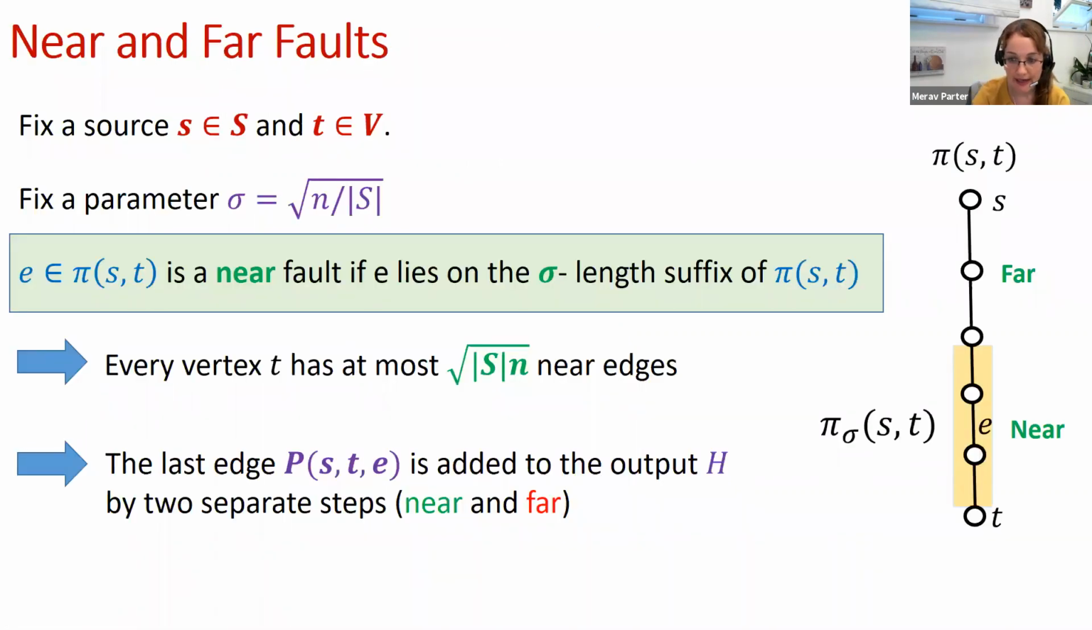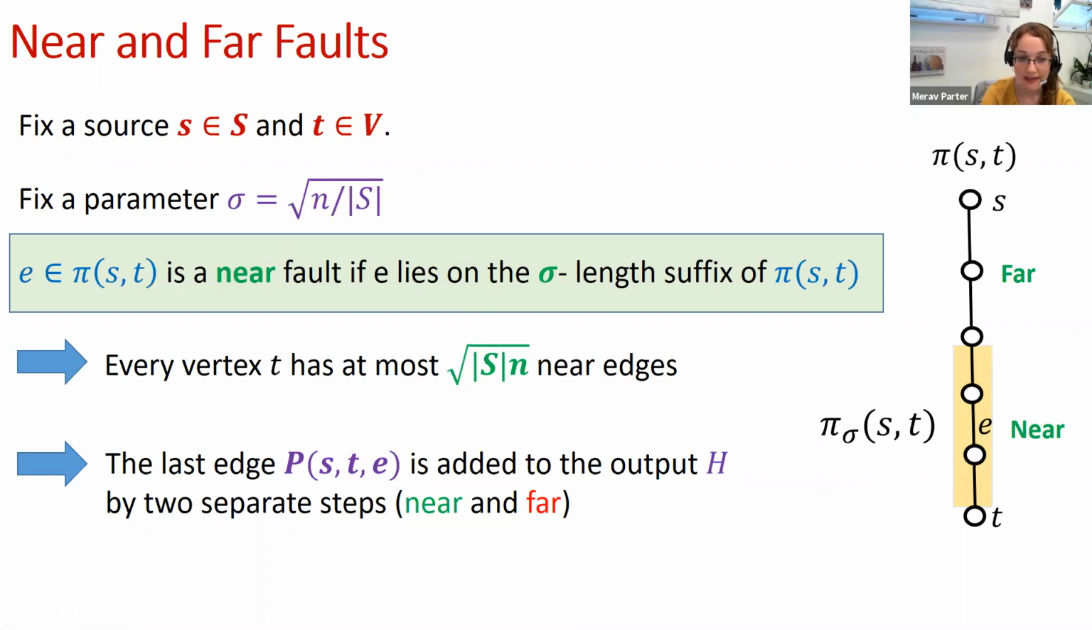So our high-level idea to compute this subgraph efficiently is to distinguish between far and near faults. So we zoom into a source node S and a target vertex T, and we have set some parameter sigma, which is roughly square root n over S, the number of sources. And I said that an edge E is a near fault for T if it lies in this sigma length suffix of the shortest path. So this is the near part. Note that because we have S many sources, if you multiply this by S, you get that every vertex has at most this many near edges, okay?